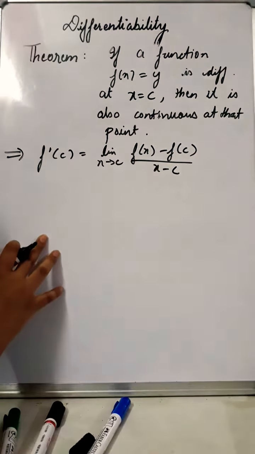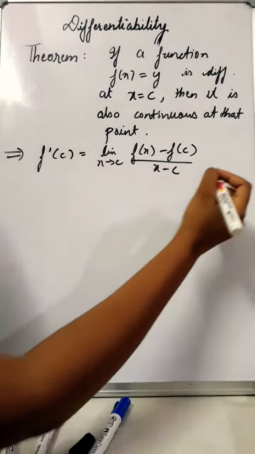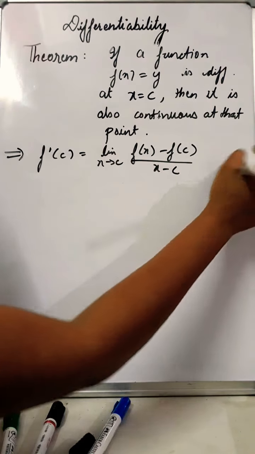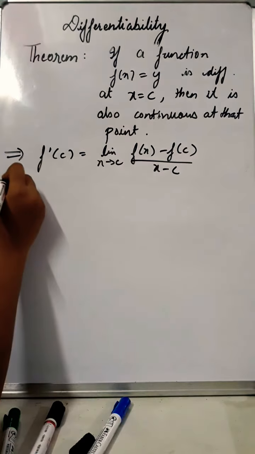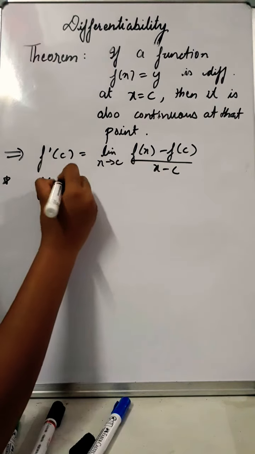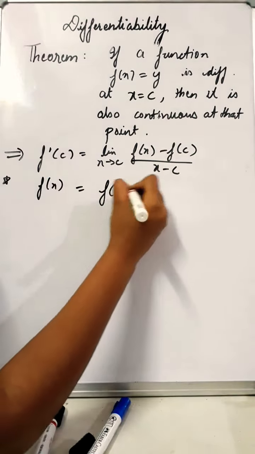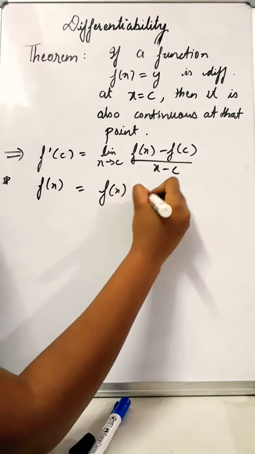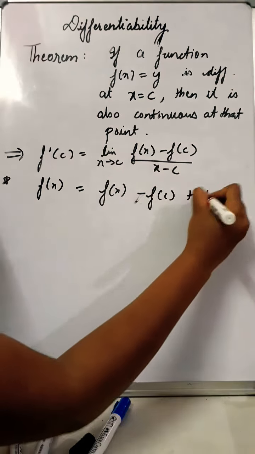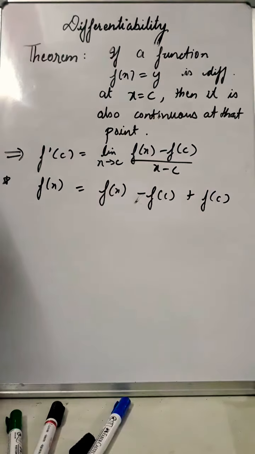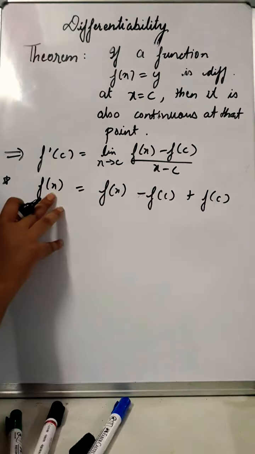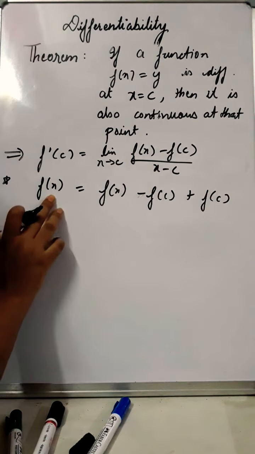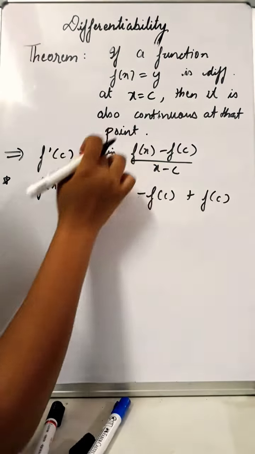Alright. What is our function? Our function is f of x. So let us try to manipulate this function. Okay, we are going to start. Let f of x is equal to f of x minus f of c plus f of c. Look closely at what we are going to do here. I started from my function f of x and I am going to bring it in the form of f dash c.